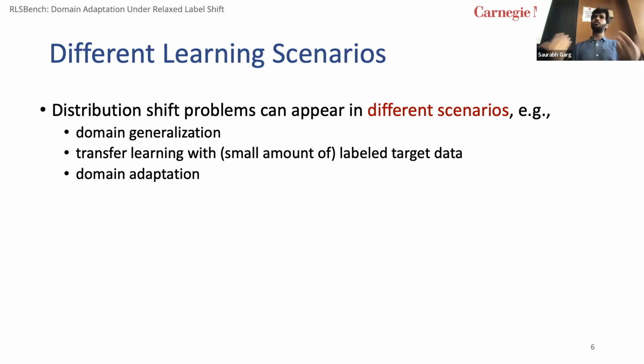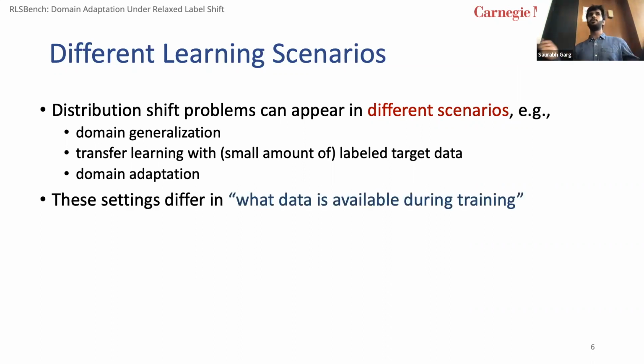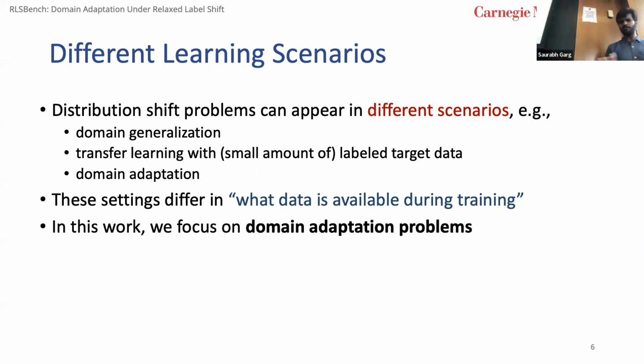The third is the domain adaptation setting, where we have labeled source data on which we can train a model, and from the target domain of interest, we have unlabeled data. We are allowed to adapt to that unlabeled data to improve on the target domain. At a high level, these settings differ in what data is available during training. In this work, we'll focus on domain adaptation problems.